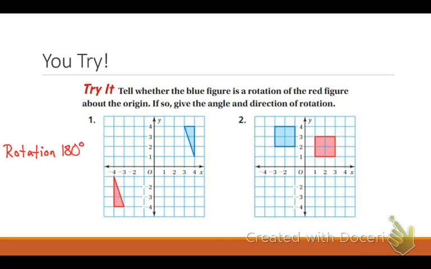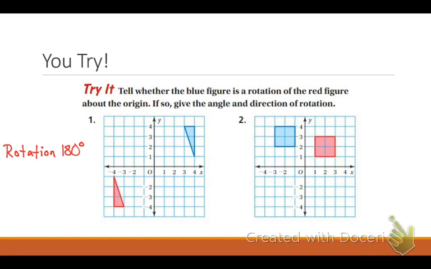What about number 2? Can you tell if it is a rotation? Could you tell if it turned 90 or 180 or 270? No, you can't tell because it's a square. If you rotate a square, it's going to look like a square, right? So there's no way that I can tell.